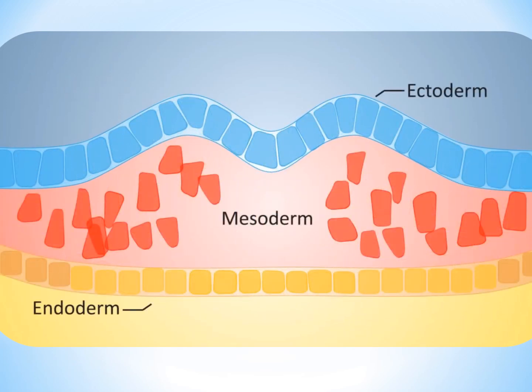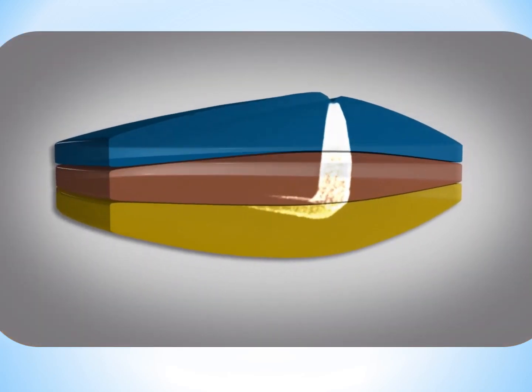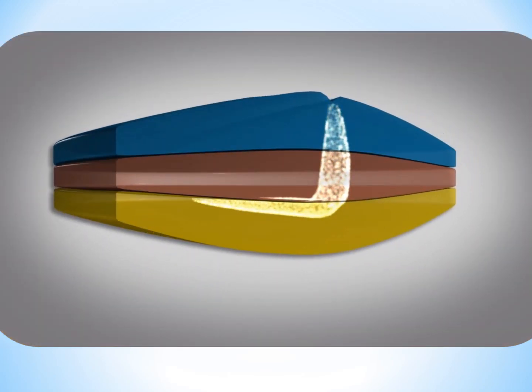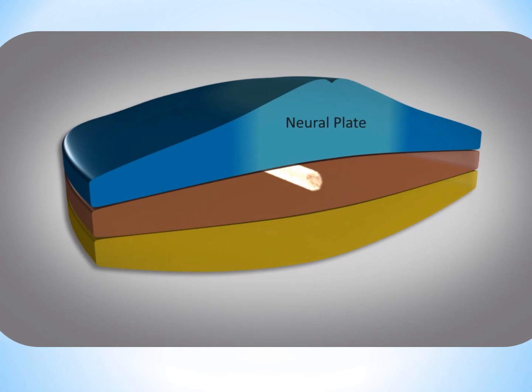In the third week of development, a streak is created on the surface of the epiblast, during which time cells of the epiblast detach and migrate. These migrating cells create 3 layers, the ectoderm, mesoderm, and endoderm layers, which go on to contribute cells to form all the tissues and organs in the human body.